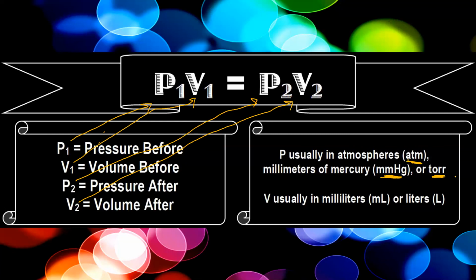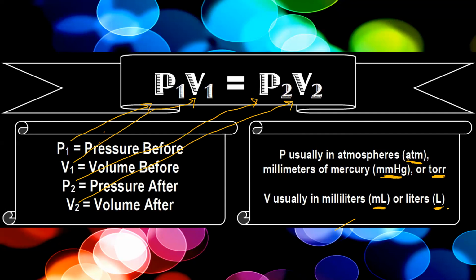The labels for volume are going to be milliliters or liters. Do you see the drastic difference? So if I tell you 300, you don't know, is that a pressure or is that a volume? If I tell you 300 torr, you should be able to come to the front of the sheet, find torr, and be like, oh, that's a pressure.